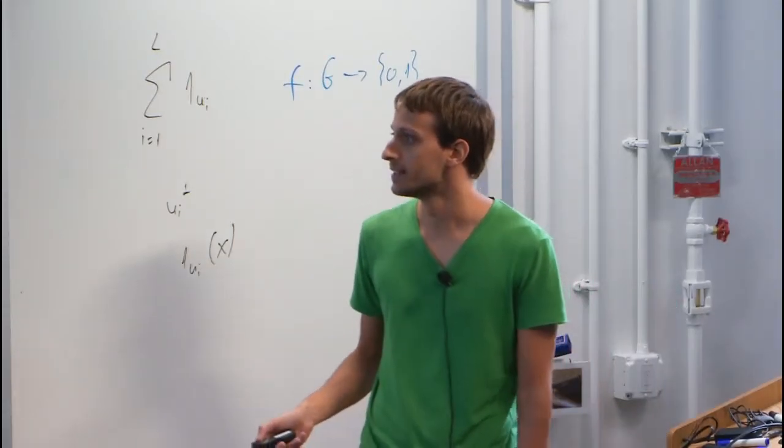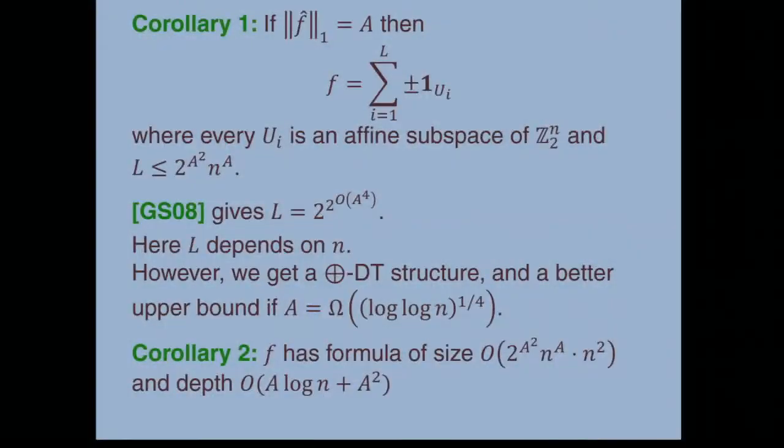A second thing you can get is, if you think of Boolean formulas with AND, OR and NOT gates and bounded fan-in, then you can get a Boolean formula of size 2 to the a squared times n to the a times n squared for any function with spectral norm A. And since you can always balance formulas, you get this depth. So if A is constant, this means f is in the complexity class NC, that's polylogarithmic depth and polynomial size. This is just an induction on the sides of the tree, and it's basically immediate.